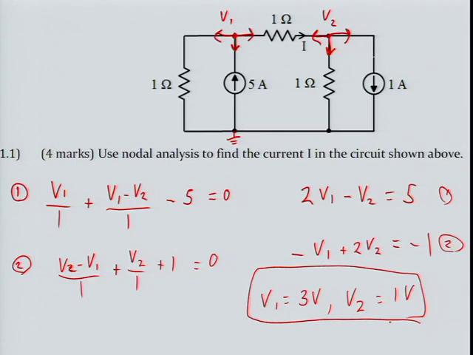So first write equations, second find V1 and V2, and don't forget the question asks us to find the current I, which is up here, flowing through that 1 ohm resistor. What is the current I?